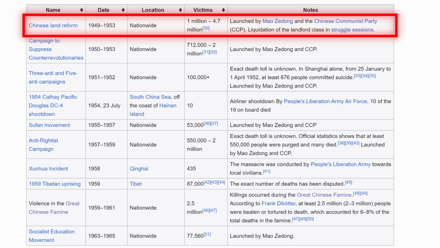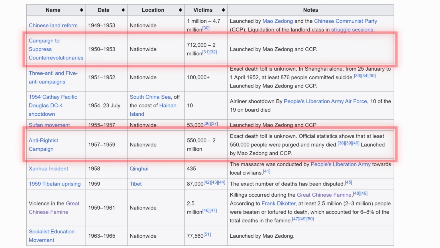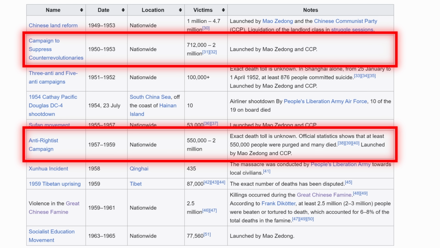The first entry about land reform was essentially the Chinese equivalent of the massacre of the kulaks in Russia. It was where the communist government encouraged peasants to kill the former landlords of the old regime. The campaign to suppress revolutionaries and the anti-rightist campaign were, as the name suggests, essentially political purges. Anyone suspected of being against communism was targeted with violence. As you can see, millions died.